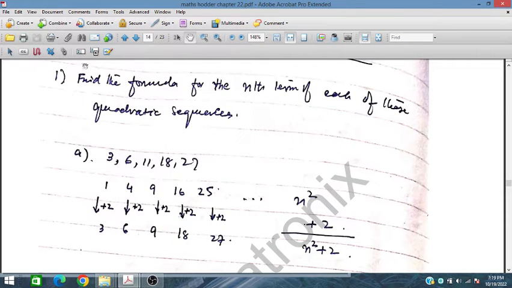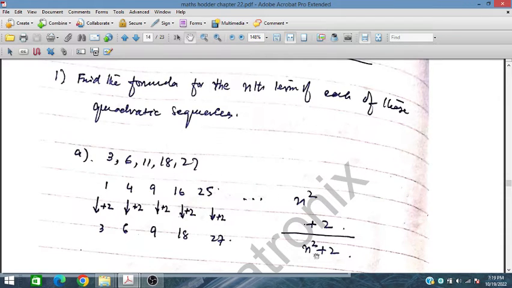We get this. So this is basically n square. So this is 1 square, 2 square, 3 square. So if 3 is in place of n, we have 3 square. This is 4 square, 5 square, and n square. So eventually this leads to n square. We are adding 2 to this to get this value. So this term is basically n square plus 2.